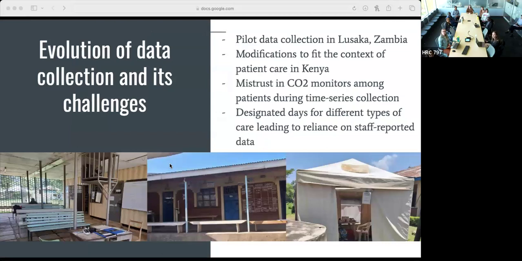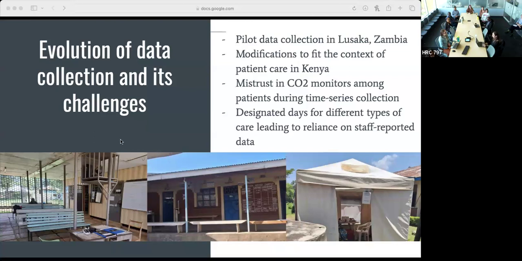So next I wanted to talk about the evolution of the data collection tools and some of the challenges that we encountered. So I was able to travel to Lusaka, Zambia to conduct pilot data collection. And Lusaka is an urban city, and we didn't have the time to go far enough outside of the city to see the true spectrum of health facilities that we would be collecting data from. So once the data collection team went to some of the more rural areas, there were differing infrastructures. So we had to make many modifications to data collection instruments.